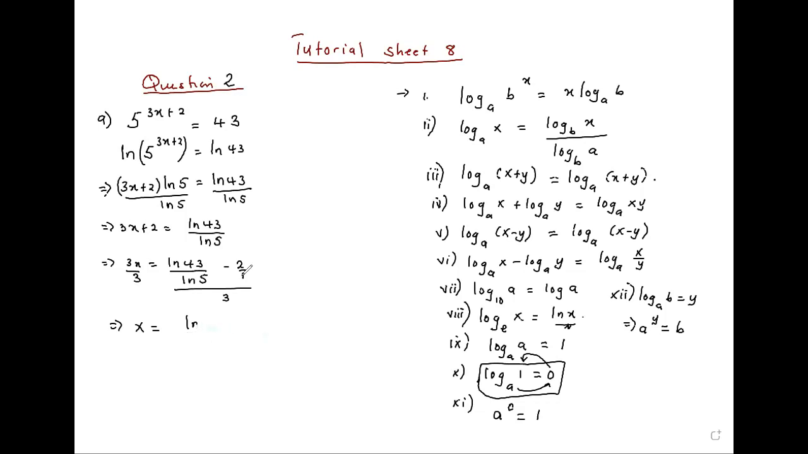So it has confused me here. So let me be slow there so I can see properly what is happening. So x is equal to ln 43 minus 2 ln 5 over ln 5. Okay, so when you divide by 3, the 3 will just come here. Okay, so that is x.